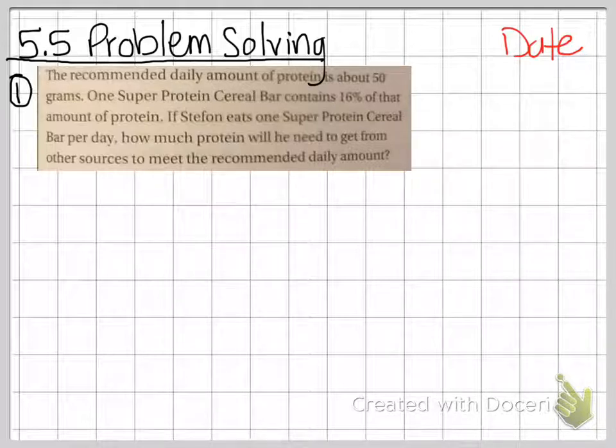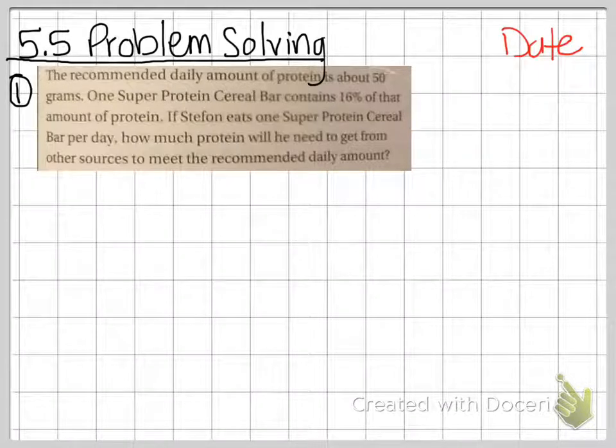The recommended daily amount of protein is about 50 grams. One super protein cereal bar contains 16% of that amount of protein. If Stefan eats one super protein cereal bar per day, how much protein will he need to get from other sources to meet the recommended daily amount?